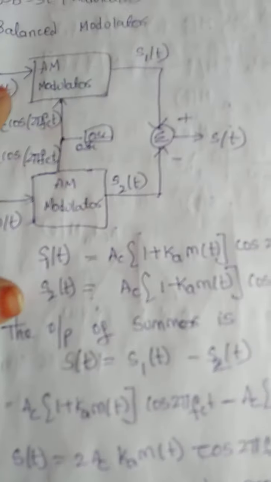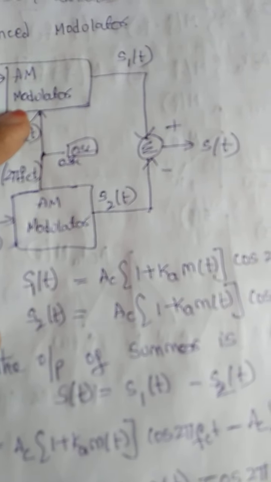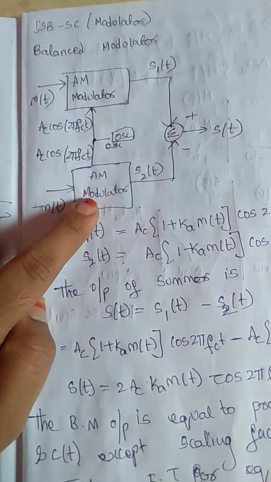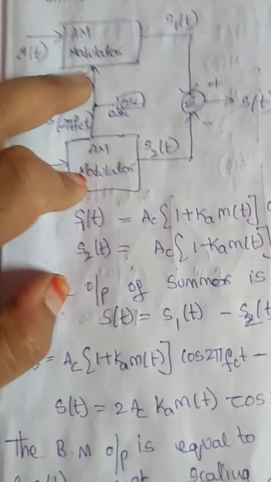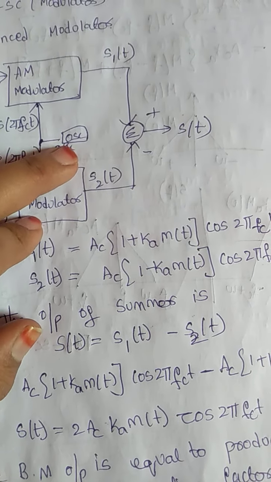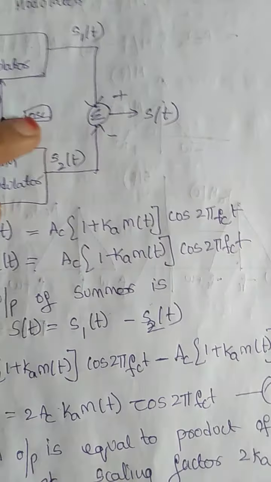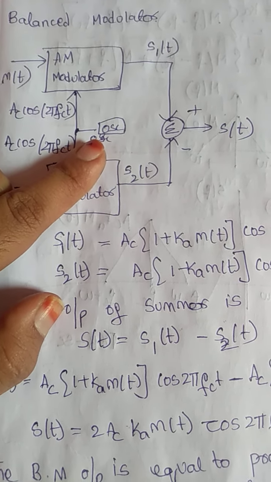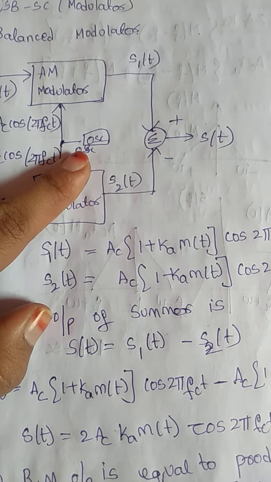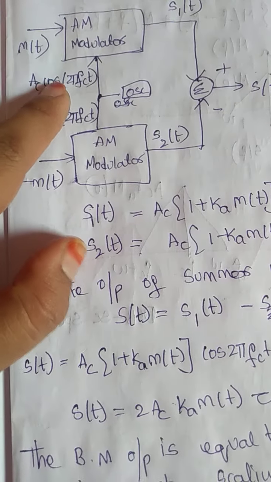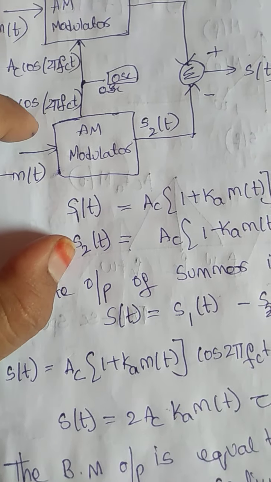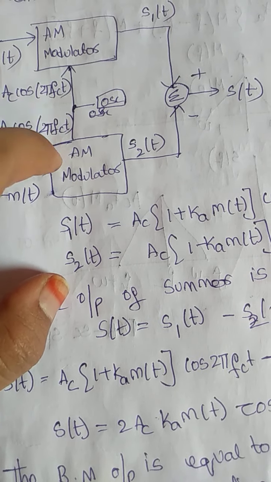Here m of t is a message signal which is passing through an AM modulator. The same m of t, this one for the negative wave, goes through another AM modulator. For these we have a joint, which we give to an oscillator. The use of this oscillator is to generate the carrier signals for the given input signal. So Ac cos 2 pi fc t times m of t; this is for minus, this is for plus, these are the m of t values.